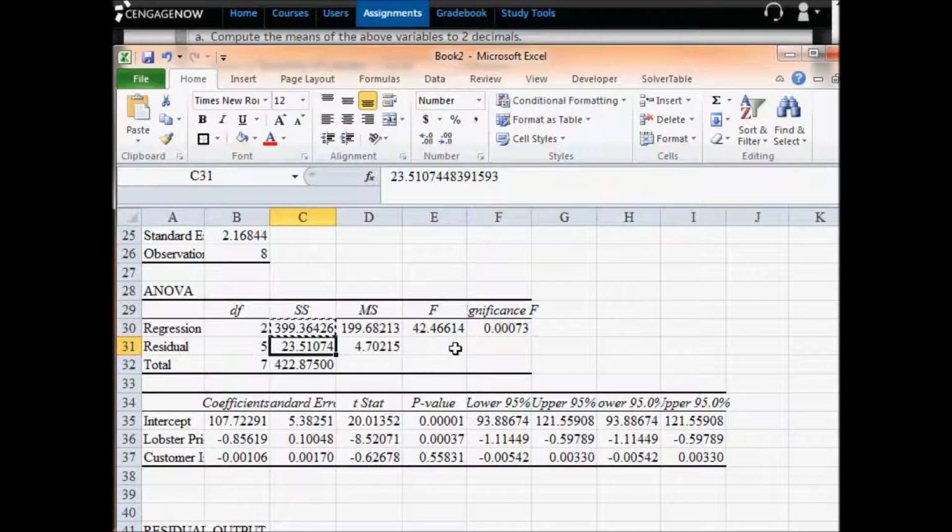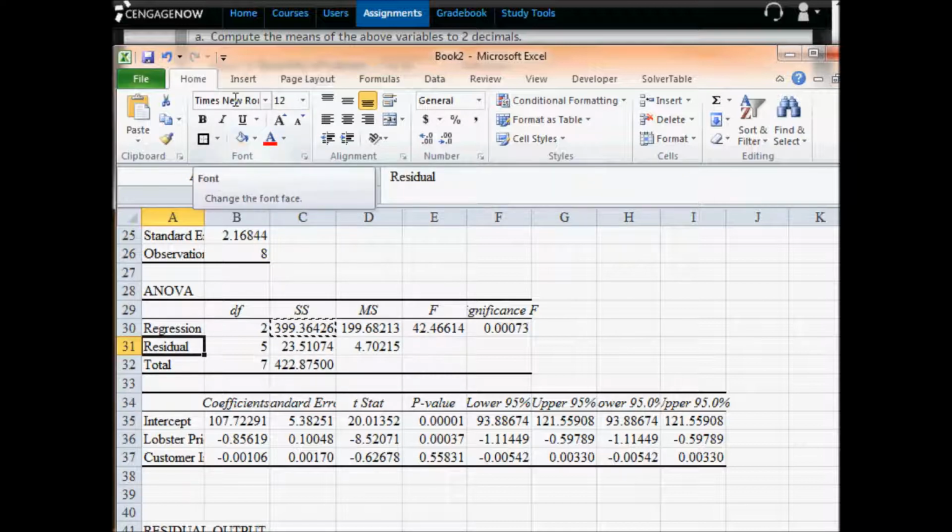The sum of squares due to error, now Excel refers to it as sum of squares due to residual. A residual is just an estimated error. So most regression packages call this error sum of squares, or SSE. So I'm going to change that to error. This is SSR, this is SSE, and this is SST. Leaving that as residual may confuse people.